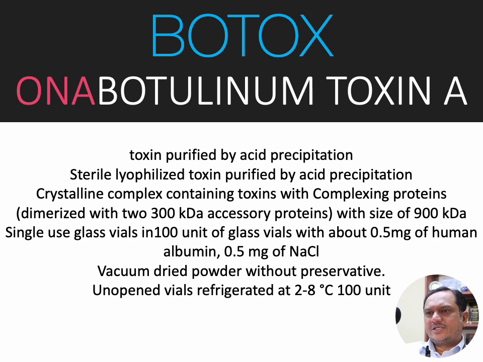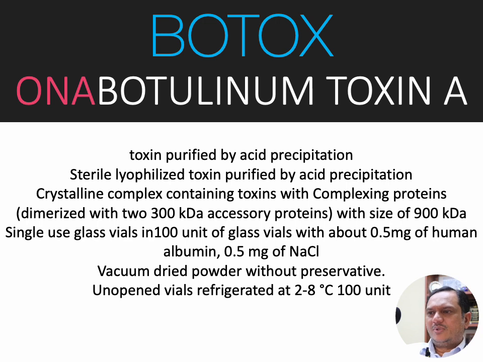So botulinum toxin A is purified by acid precipitation. Once you grow the culture of bacteria, you let them produce their toxin proteins. Now the broth is full of all these toxins, and you need to get the toxin out without getting the bugs or bacteria. You may or may not kill them. And you start purifying by using an acid precipitation, precipitating the toxin out by joining it with an acid. You then do a sterile lyophilized toxin purification into that vial, and you end up with a crystalline complex that contains toxins with complexing proteins.